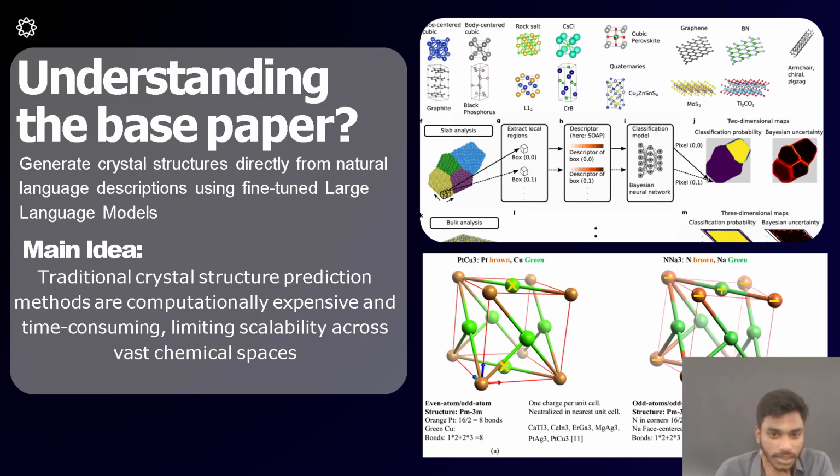The main idea of our project comes from recent research in AI and material science. Traditionally, predicting crystal structures is a very complex and computationally expensive process. It requires high performance computing and a lot of time. The idea is, instead of using heavy calculations, we use fine-tuned large language models to generate crystal structures directly from text. For example, if a user gives a description like chemical composition and space group, the model can generate a valid crystal structure. This makes the process much faster and scalable.